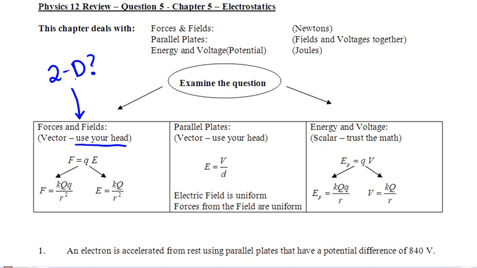On the other side of the page, we're looking at energy, potential energy, and the pre-calculation of that, which is voltage. The good news here is you can totally trust the math, and just put the plus or minuses in and everything is actually okay.